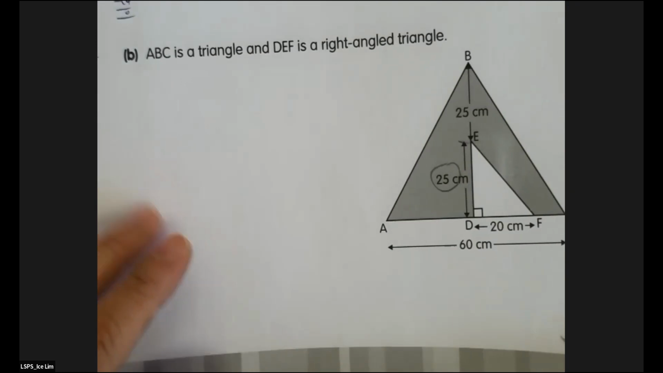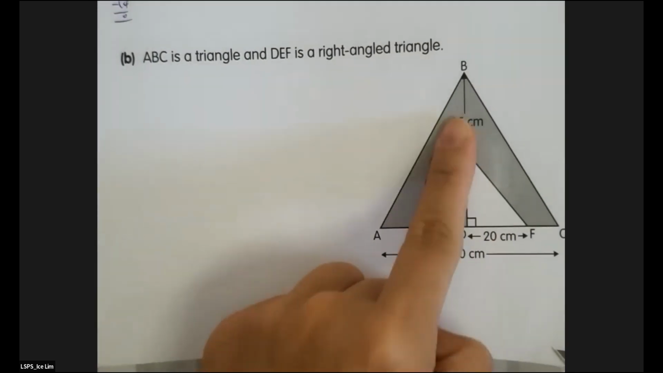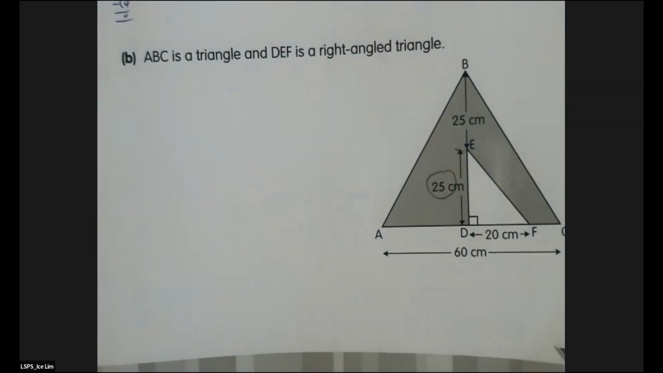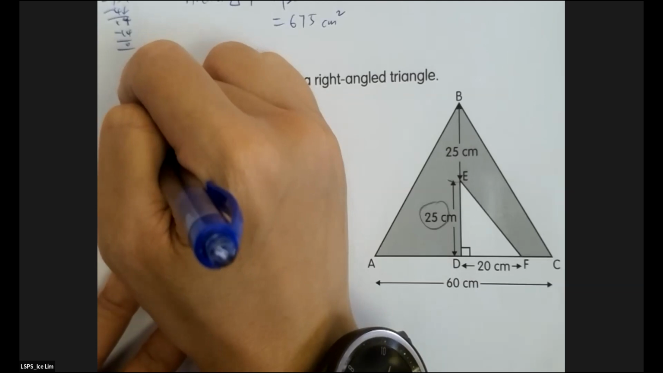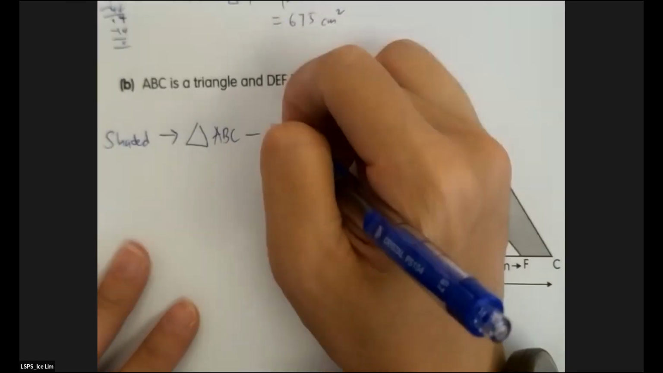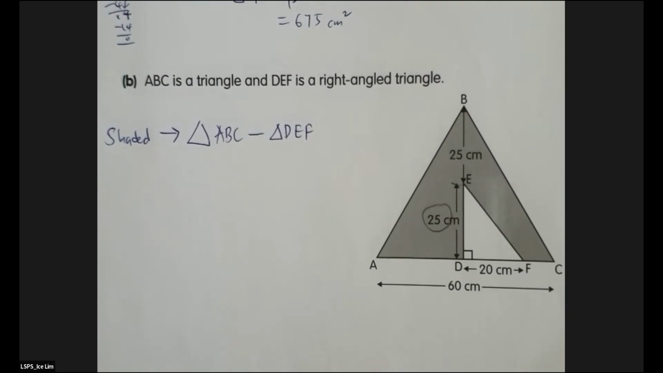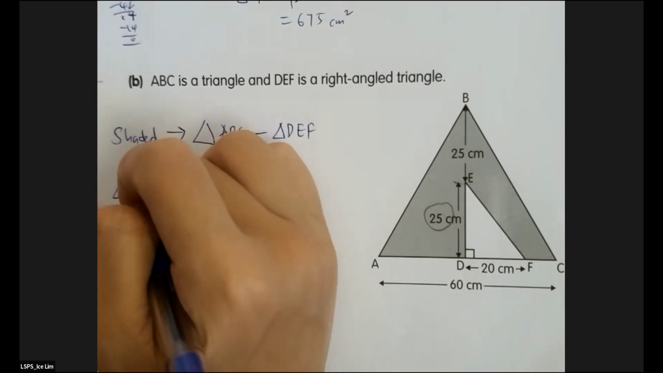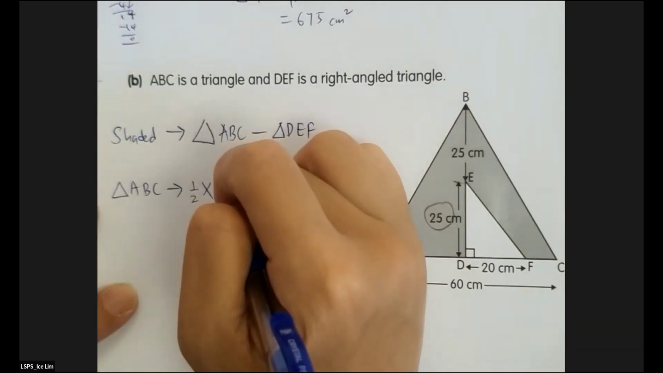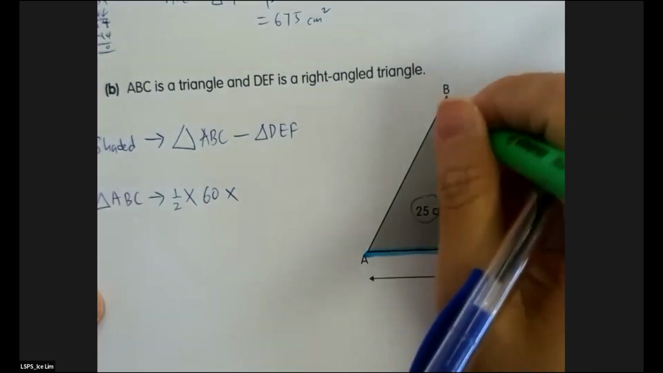Okay, moving on. Here we have a triangle ABC. Then we have right angle triangle DEN. So to find the shaded space will be the big triangle minus the small triangle. Shaded part will be the big triangle, triangle ABC, minus the small triangle, triangle DEN. So I try to find the big triangle first. Big triangle ABC, the area is half times base is 60, height is here.